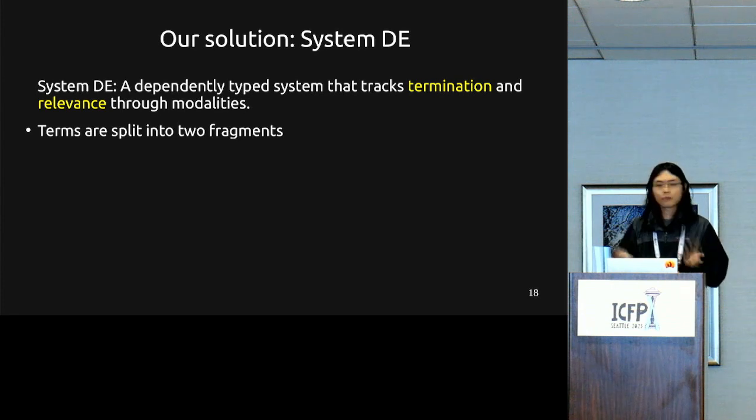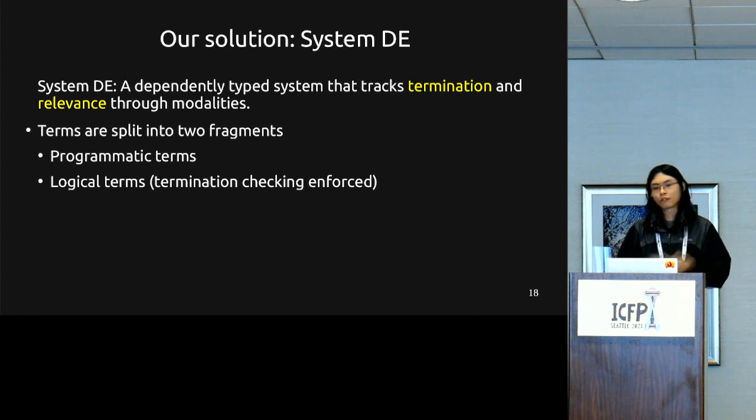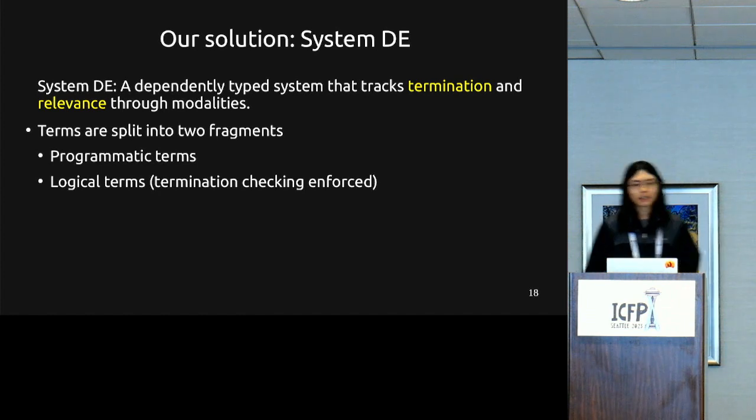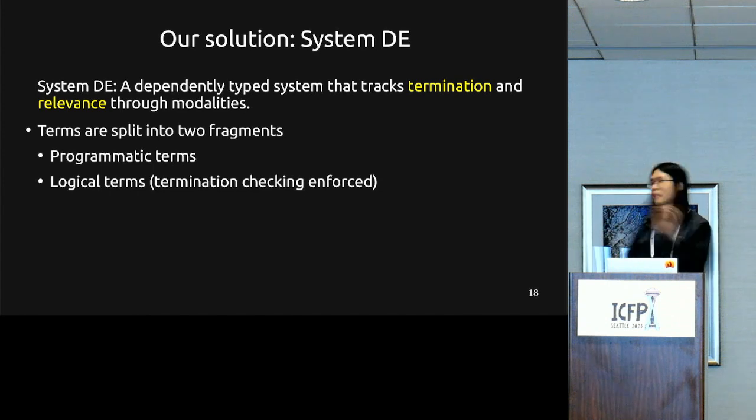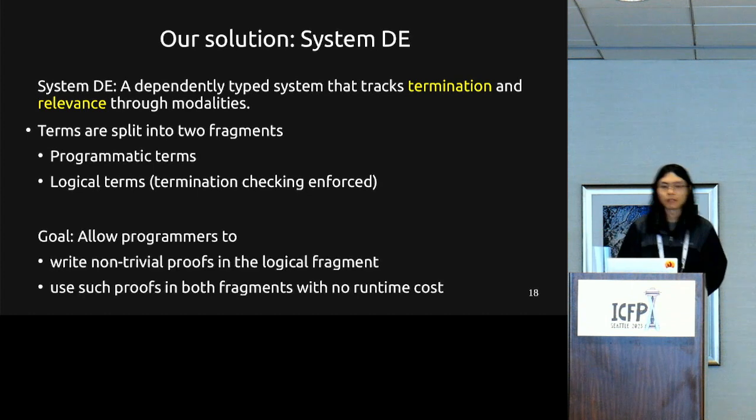Terms in this language are split into two fragments. A term could either be programmatic, which is allowed to use arbitrary features like general recursion, and it may diverge. The term could also be logical, and it uses a subset of the programming features, and they are subject to termination checking. It's worth pointing out that modalities here don't implement termination checking. They merely tell us on which fragment of the language termination checking should be applied.